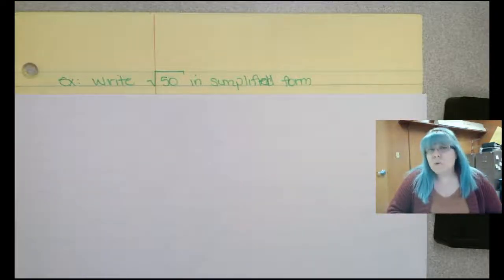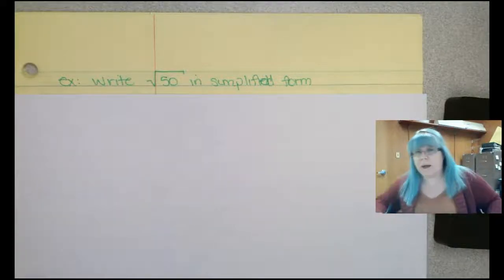Now I'm going to show you quite a few examples, more so than I would normally give you, but I think by seeing it over and over and over, that will help you understand what it means to be in simplified form for a radical.